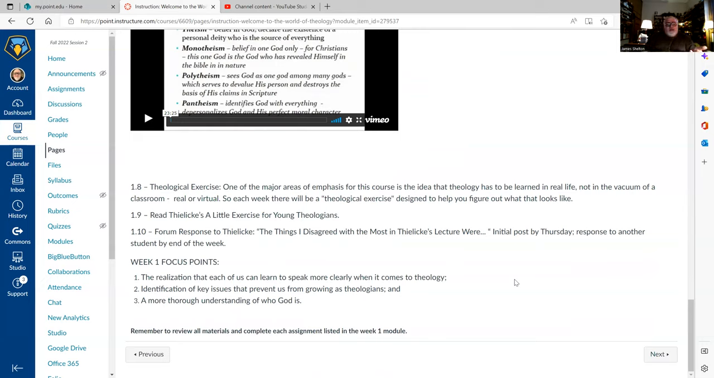And then 1.9, you're going to be reading a reading from Helmut Thielicke. And if I mispronounce that, I apologize to Helmut as well. A Little Exercise for Young Theologians, a great little book. And then after you have read it, there'll be a forum response. And this is one of those, "The things I disagreed with the most in Thielicke's lecture were," all right? And that post is going to be due by next Thursday.